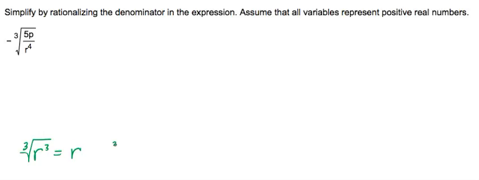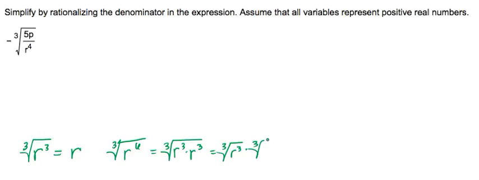Basically, you have to have a power that's a multiple of the index, because also if you had cubed root of r to the sixth, you could split that into the cubed root of r cubed times r cubed, which could be split into a product of two radicals, the cubed root of r cubed times the cubed root of r cubed, or r times r, or r squared. And I have no problem if you want to jump straight from here to here, once you understand.